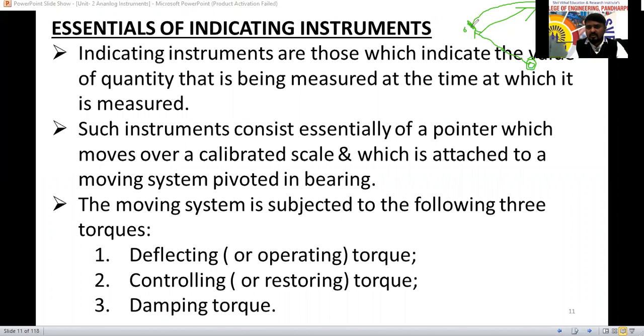Initially, was it in operating condition or in stop mode? The 0 position is stop mode only, it is in the off mode. Once it is deflected to a non-zero value, it means it is going to operate. So for that reason, deflecting torque is also called operating torque. The torque or force required to move a pointer from 0 value to the non-zero value is called deflecting torque or deflecting force. It is also called operating torque or operating force.